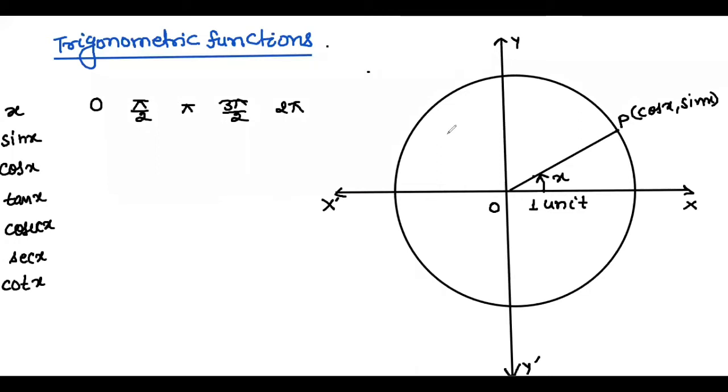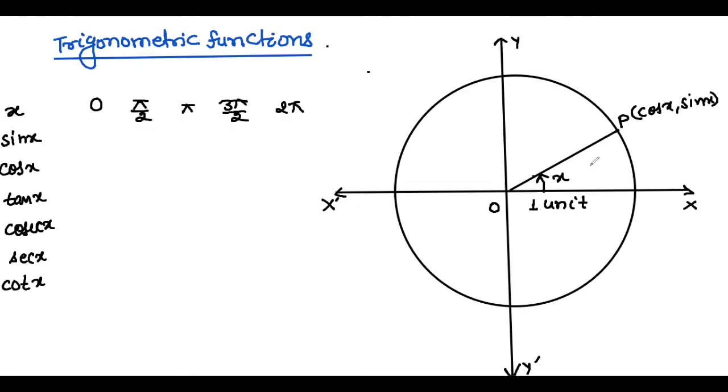Here we will find out values of different trigonometric functions. Means sin x value at 0, pi by 2, pi, 3 pi by 2, 2 pi. Similarly, cos x values at 0, pi by 2, pi, 3 pi by 2, and 2 pi. Then tan x value at 0, pi by 2, pi, 3 pi by 2, 2 pi. Similarly, cosec x, sec x, and cot x.